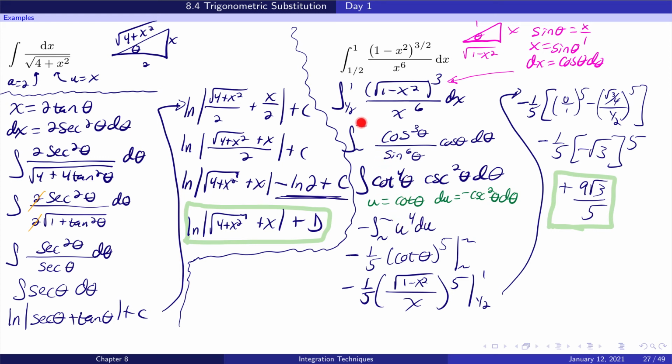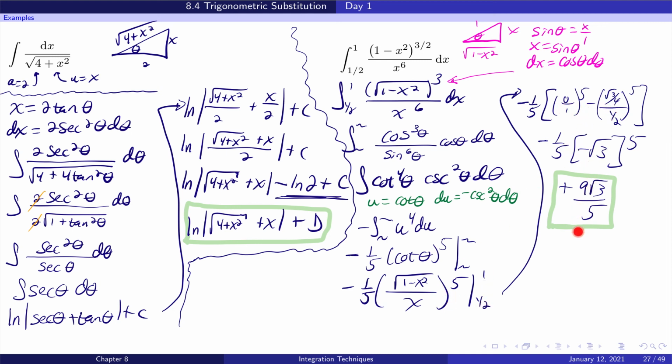Notice that the limits of your integration change. Don't forget, the original statement was in terms of x, so 1/2 and 1 are the bounds or the limits of your antiderivative. As soon as I change things to thetas or u's, those limits change. So the antiderivative of u to the 4th is 1/5 u to the 5th. Change my u back into cotangent theta, and then I'm going to change cotangent theta back into x's. So I look up here and say that cotangent theta is square root of 1 minus x squared over x. It's adjacent over opposite. Now I can finally, since I'm in terms of x's, substitute in my values 1 and 1/2. Substituting those in, I get this statement.